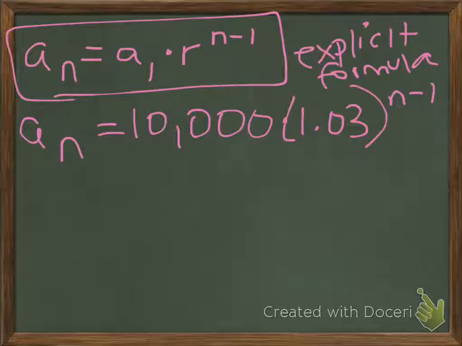So there's actually 3 setups that you need to know. There's the 2 different recursive formulas for the arithmetic sequence and the geometric sequence, and then there's actually 2 different explicit formulas, one for the arithmetic sequence, which we've done before in a couple chapters ago, and one for the geometric sequence, which is here.